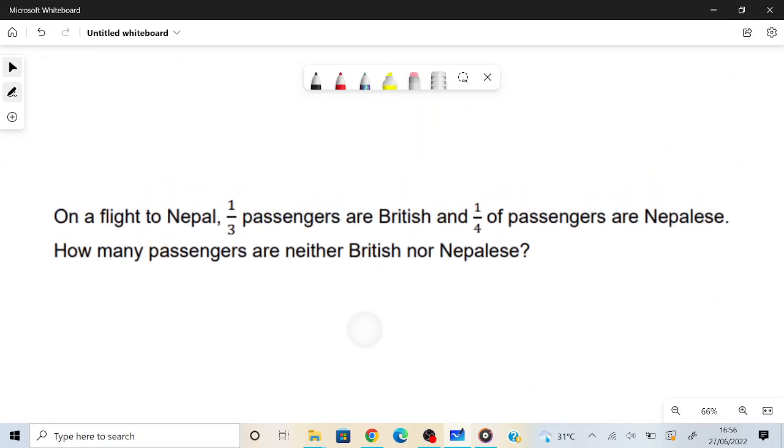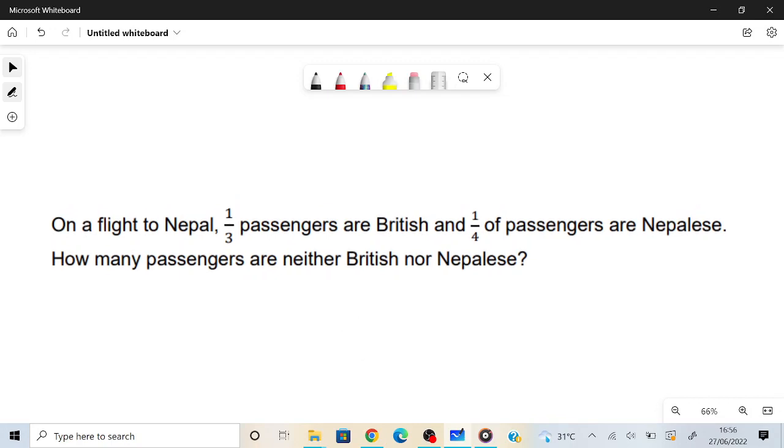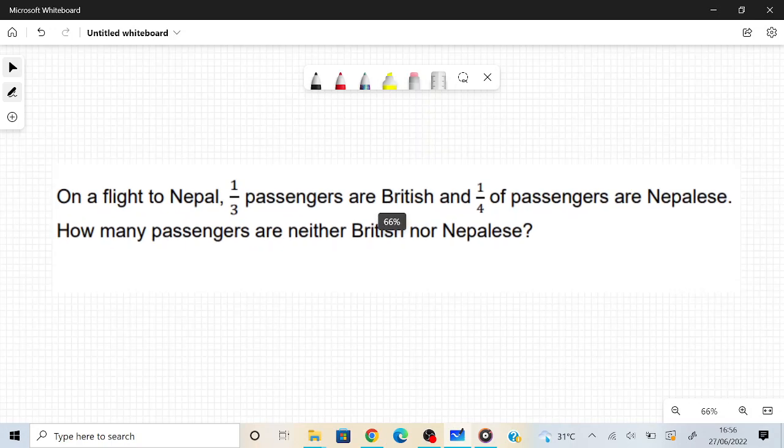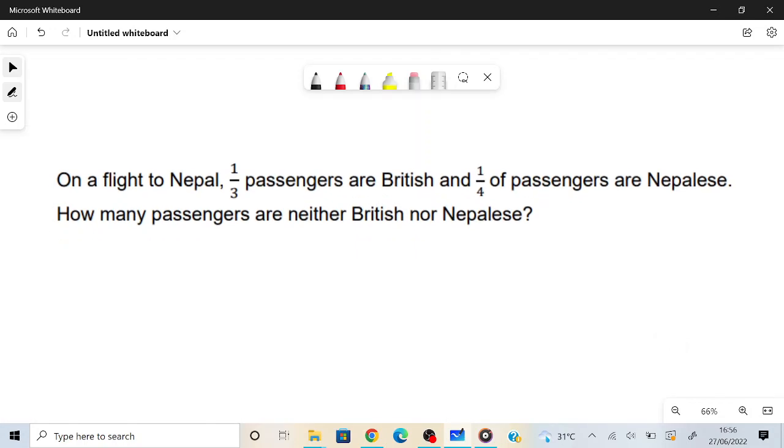Now this question is not a challenge question. However, if you do want to, you can pause the video and have an attempt at it. I believe it's too easy for a challenge question. Now let's have a look. It says, on a flight to Nepal, one third of the passengers are British, and 1/4 of the passengers are Nepalese. How many passengers are neither British nor Nepalese? So they've given us the amount of passengers that are British, they've given us the amount of passengers that are Nepalese, but they want us to find the amount of passengers that are neither British nor Nepalese.